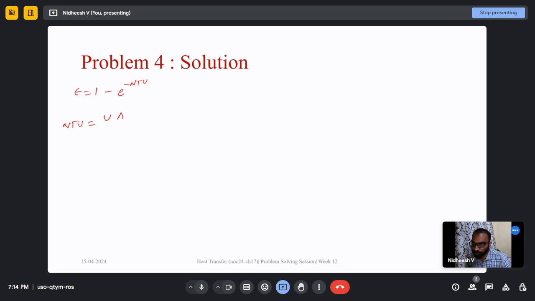UA divided by C minimum. So UA we have been given U naught, so we can write it as U naught into A naught. U naught means the overall heat transfer coefficient of the outer surface of the tube and outer area of the tube, divided by C min. C min is mass flow rate of the cold fluid into C of the cold fluid, which is equal to, let us calculate this value.